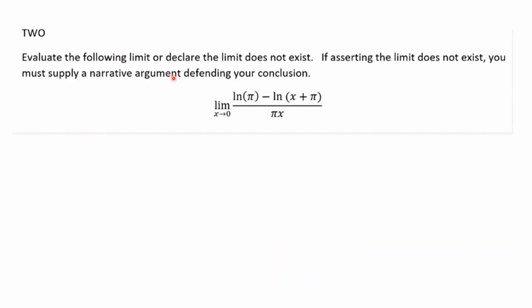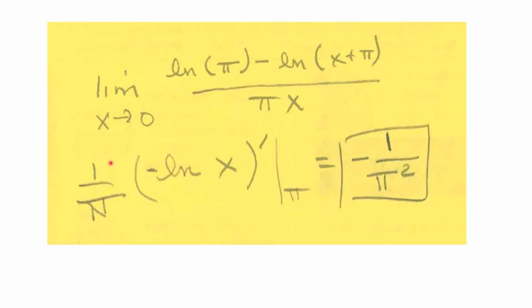Number two, again, you were to evaluate the limit or declare that it doesn't exist. The key to this problem was to realize that this limit as x goes to 0 of ln of pi minus ln of x plus pi all over pi x is just 1 over pi times the negative derivative of the natural logarithm function. And so the derivative of ln of x is 1 over x. We make it minus 1 over x times plugging in pi, it is minus 1 over pi times 1 over pi, it's minus 1 over pi squared.